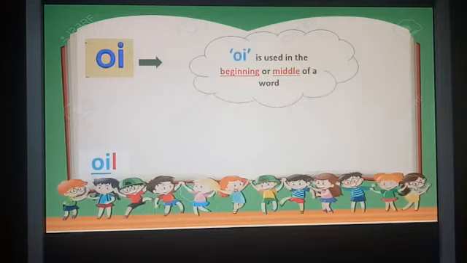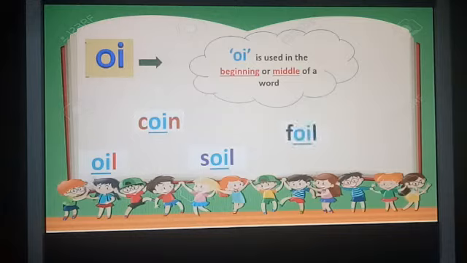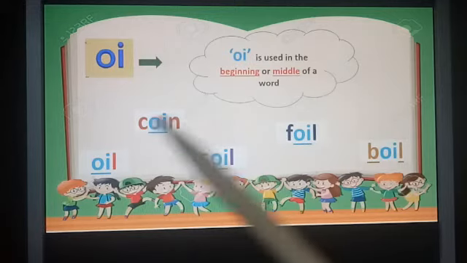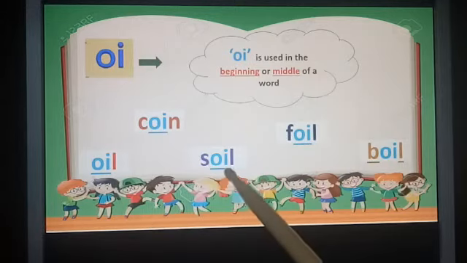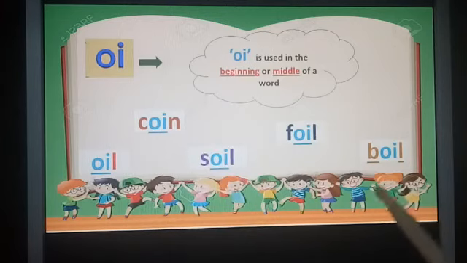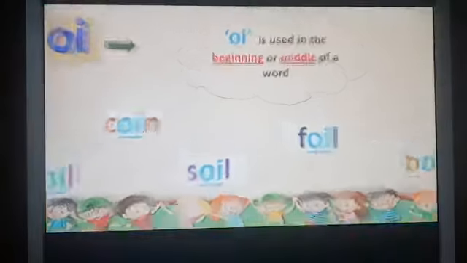Oil, oil. Coin, coin. Soil, soil. Foil, foil. Boil, boil. So did you see here? In the starting and in the middle of the words, OI is written. Whenever the OI sound is heard in the beginning or middle of a word, OI has to be written.